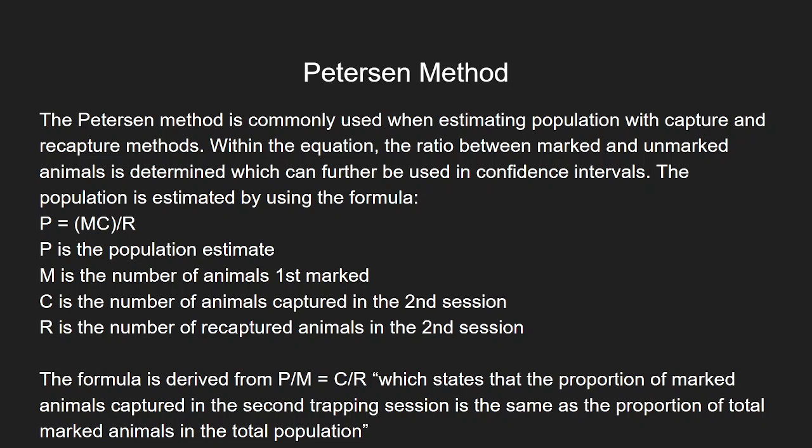The formula used in the Peterson method is as follows. P equals m times c all divided by r, and down below the variables are defined. And as I said, the formula creates a proportion which concludes that the proportion of animals captured in the second session is the same as the proportion of the total marked animals in the total population.